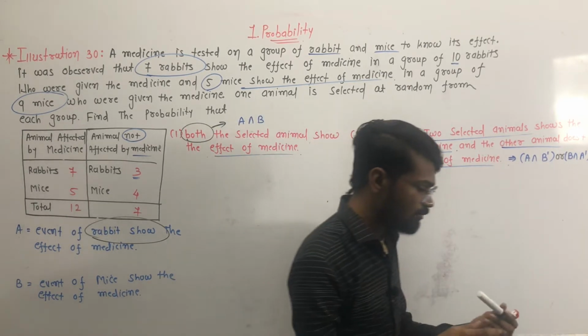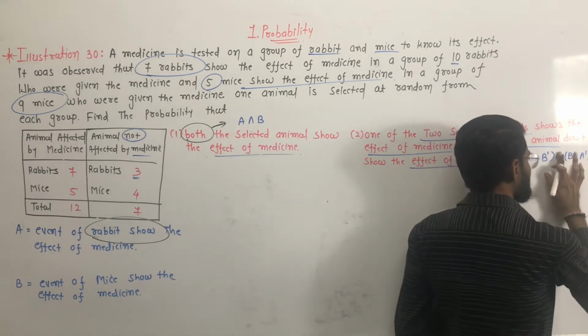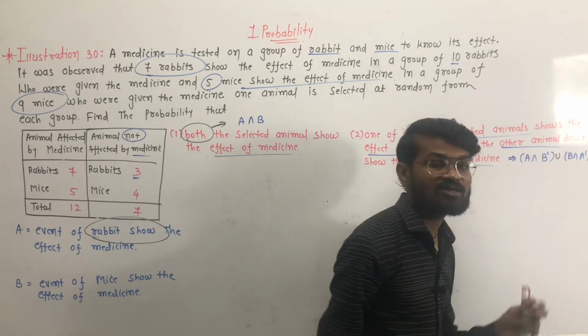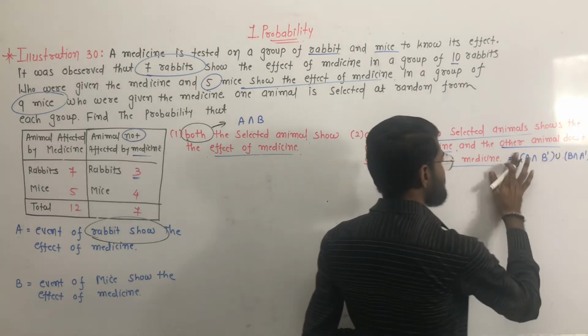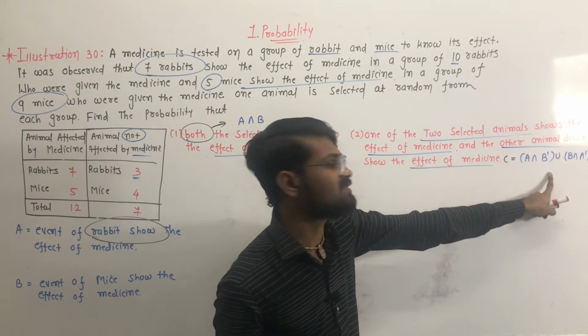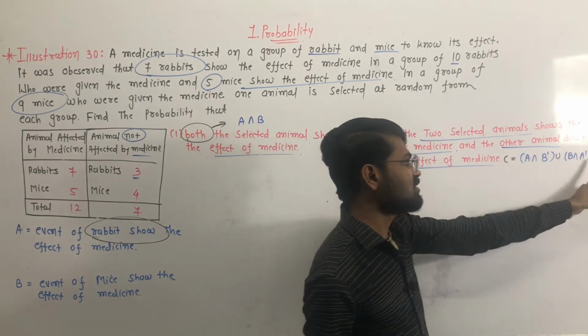There is an or, and for the or there is a union. Yes, so this is our event. Okay, and now we have to find the probability of this event. Suppose this event is called event C. Event C is equal to A intersection B dash union B intersection A dash.